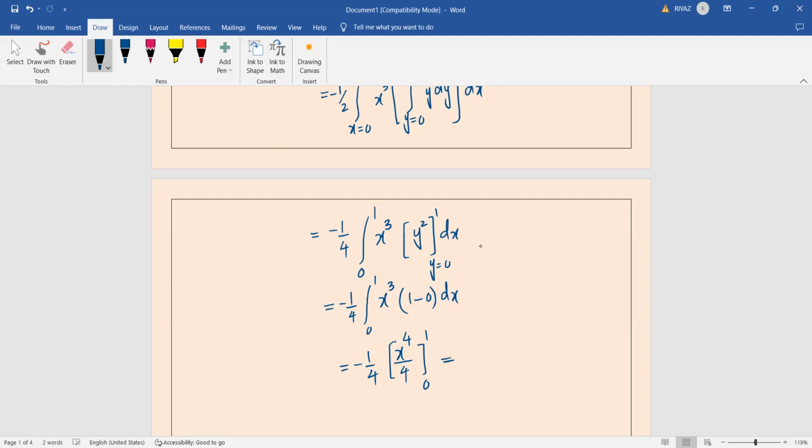So finally, my answer is minus 1 by 4 into upper limit minus lower limit, which gives one more 1 by 4. So the overall answer is minus 1 by 16. This is the question where limits are in terms of another variable. See from the beginning.